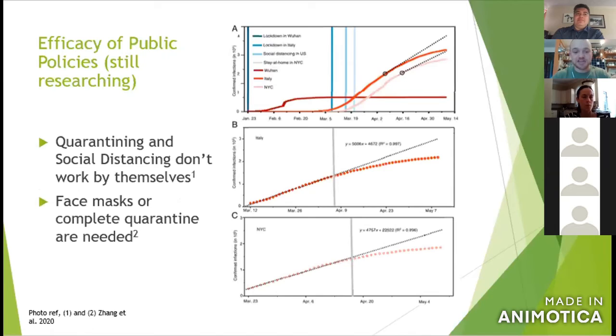Lastly, the efficacy of public policies. I started my research a week late, and then I took a vacation of 1 week during it, so I'm still a little behind everyone else. I'll be finishing up next week. So I don't have as much research on public policies as I do on the rest of my subjects.